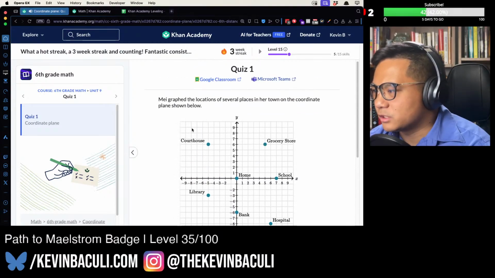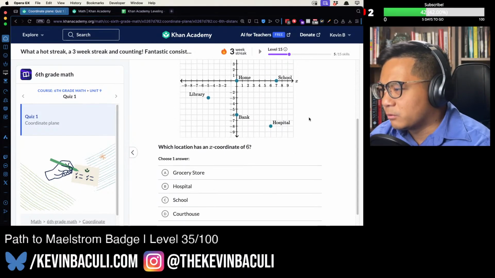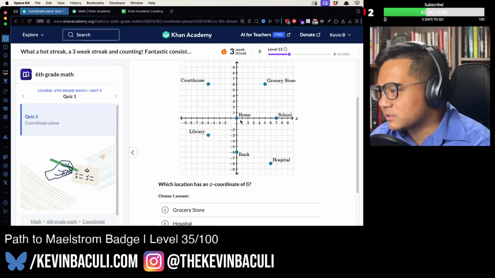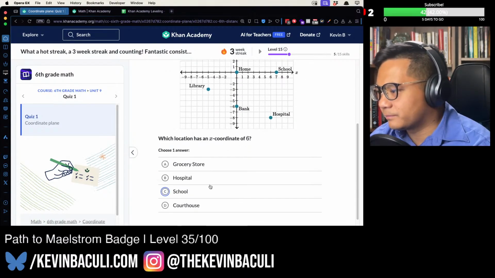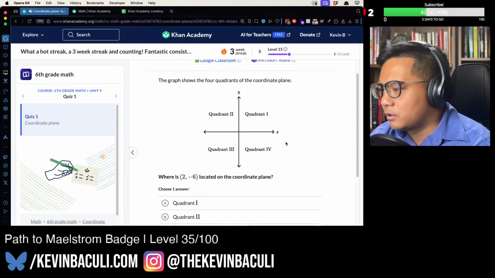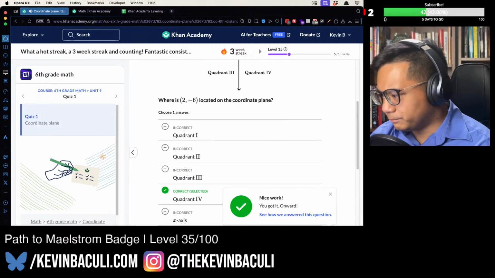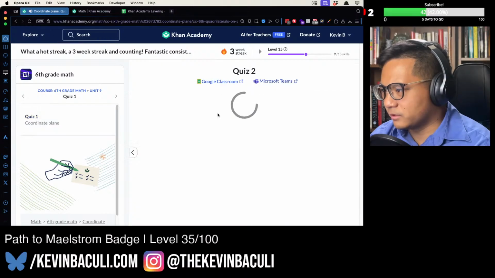May graphs the locations of several places in her town on the coordinate plane below. Which location has an x coordinate of 6? Hospital. Where is 2, -6 located? 2, -6, quadrant 4. That's pretty easy.